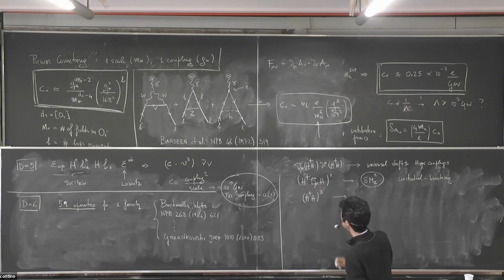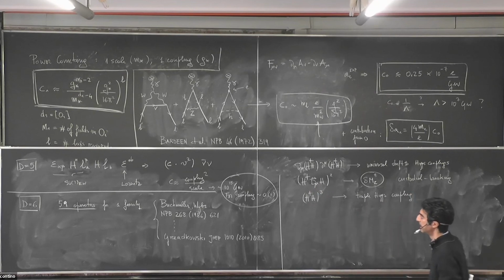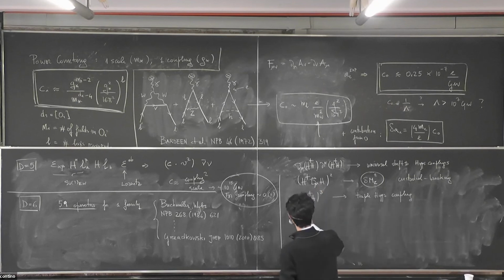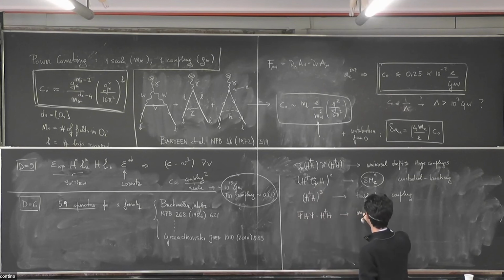It can be tested in experiments which measure the triple Higgs coupling, so it modifies the triple Higgs coupling. Then there are operators which involve 2 fermions and 3 Higgses, so basically they give modifications of the Yukawa couplings.